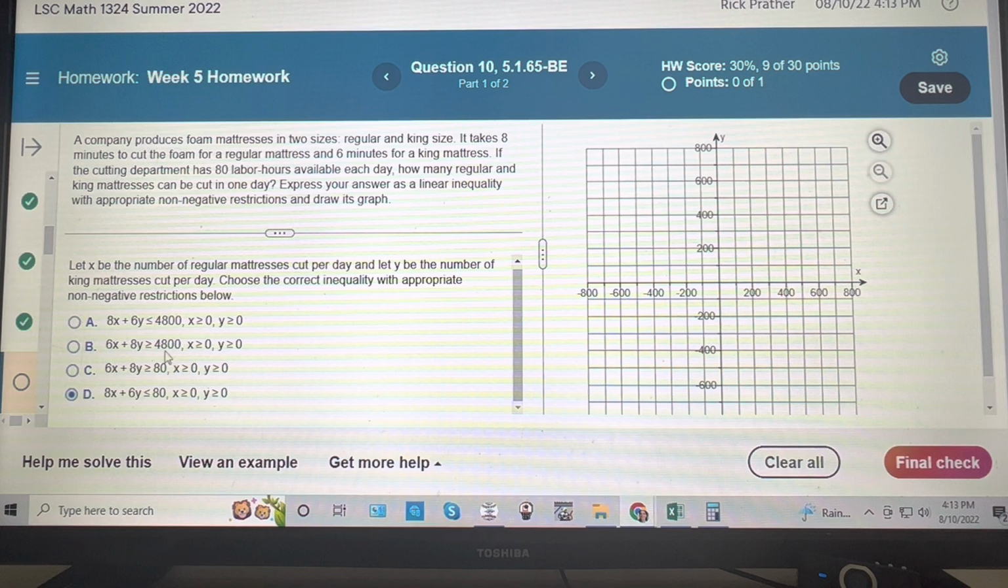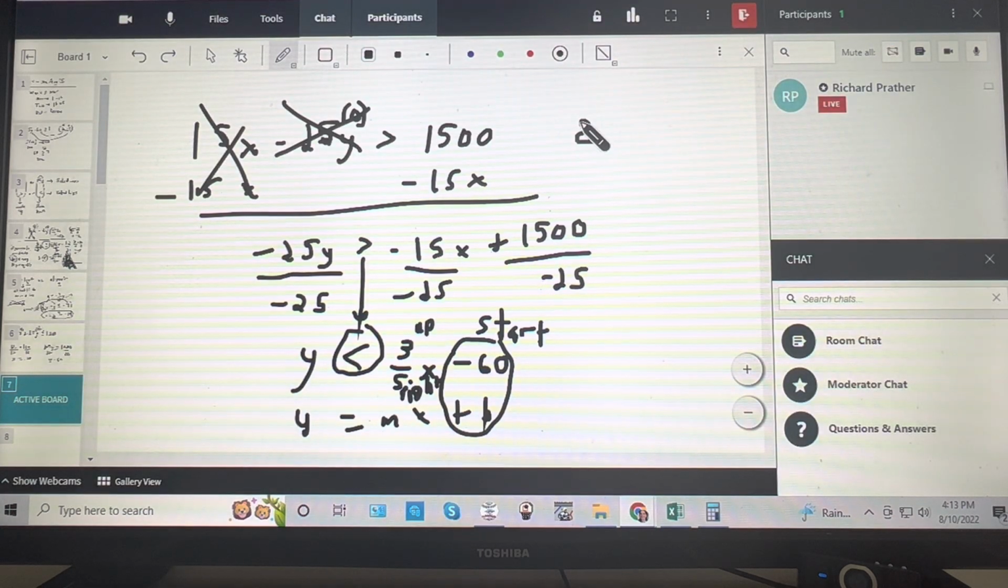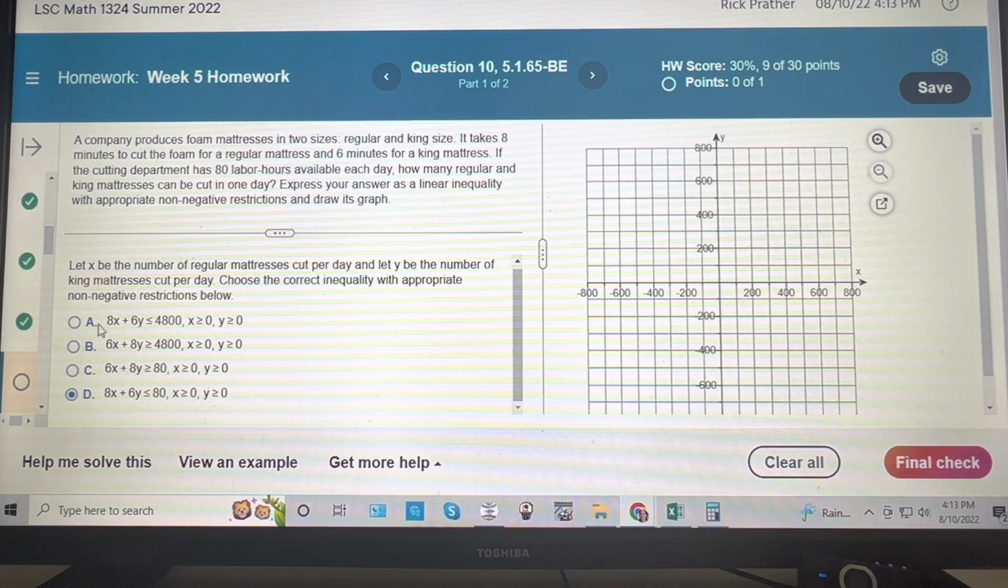So if we're going to put 8x and 6y, that's minutes, so then this has to be minutes too. So 80 hours is correct, but it's not correct in that inequality, because you have to do 80 hours times 60 minutes in an hour. That's 4,800 minutes. So the entire inequality has to be about minutes. You can't have minutes for the left side and hours for the right side. That's why D's wrong. See, they tried to trick us with that, and it tricked me. I wasn't even paying attention to the units.